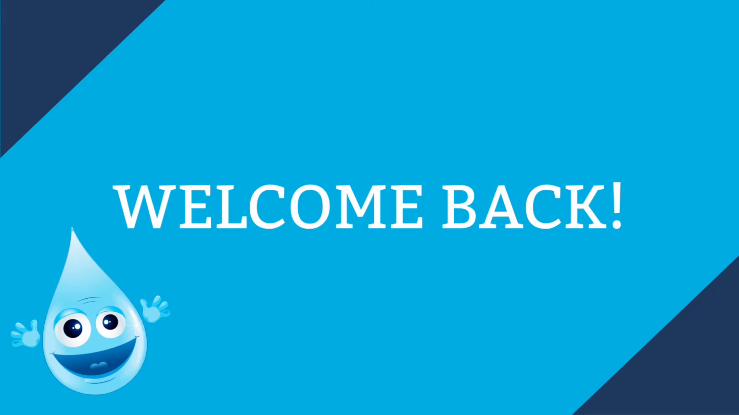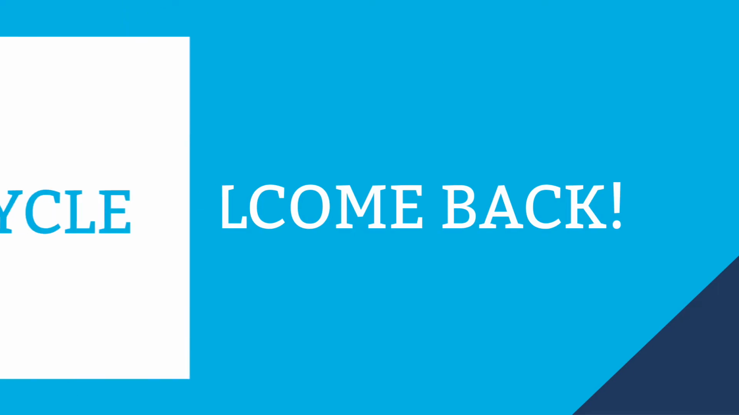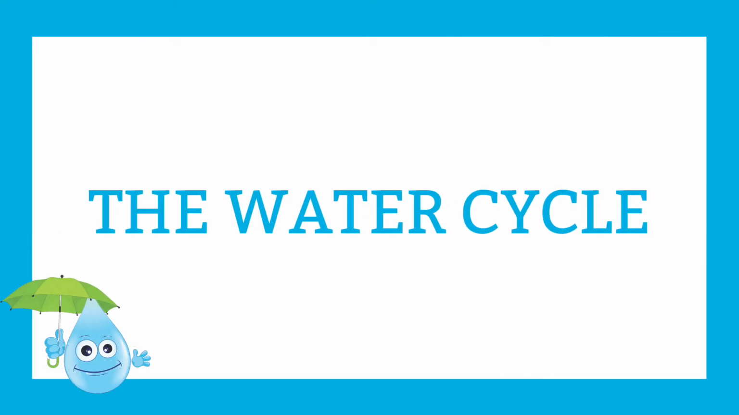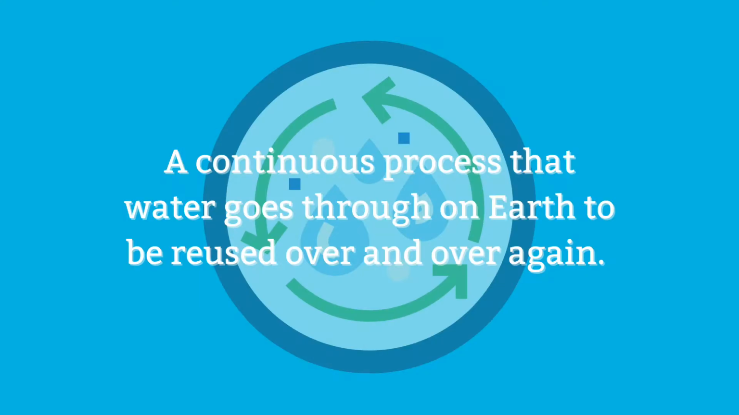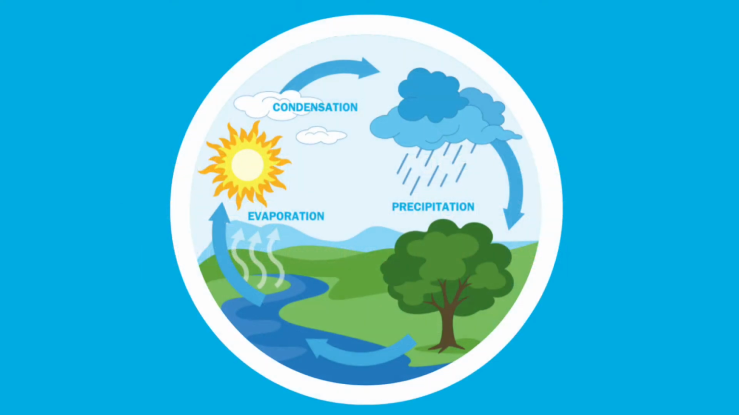Welcome to another video. Today, we are going to be talking about what the water cycle is and why it's important. Then we'll do a fun activity to help us remember what we learn here forever. So what is the water cycle? The water cycle is a continuous process that all water on Earth goes through to be reused over and over again. It has three main parts: evaporation, condensation, and precipitation.